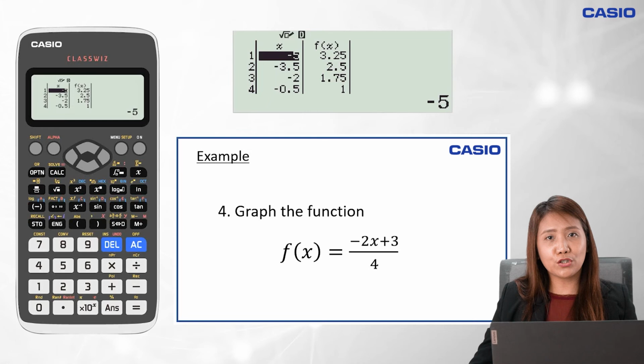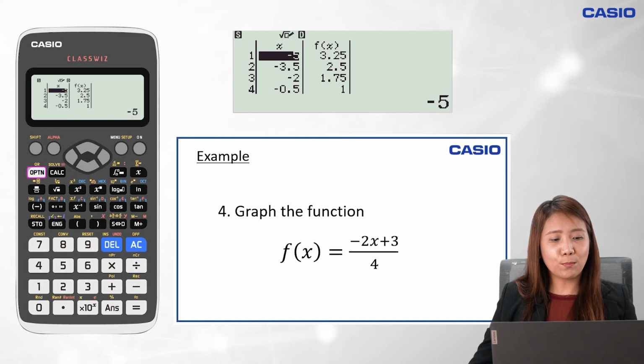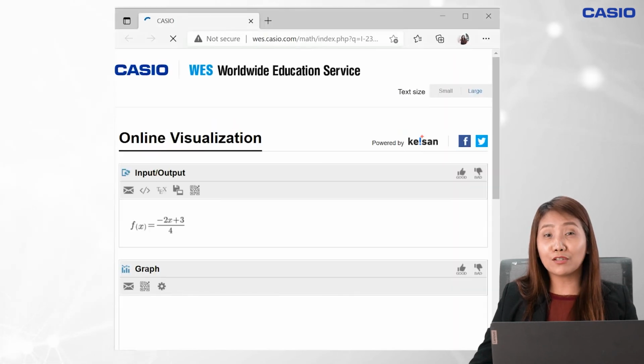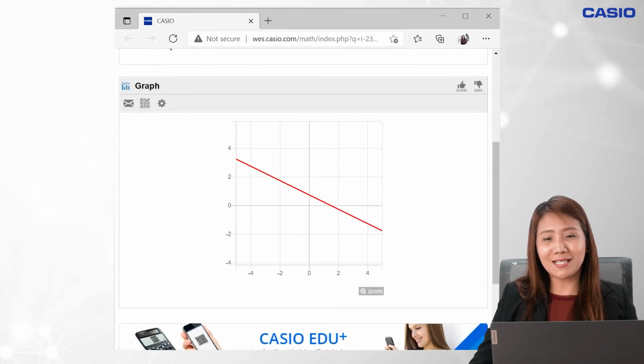And to graph the function, we press Shift Option. A QR code will appear. Click on the QR code and it will direct us to Casio Edu Plus with a graph of the function. Note that you have to be online when you do this process. We can identify the domain and range to be all real numbers based on the graph.